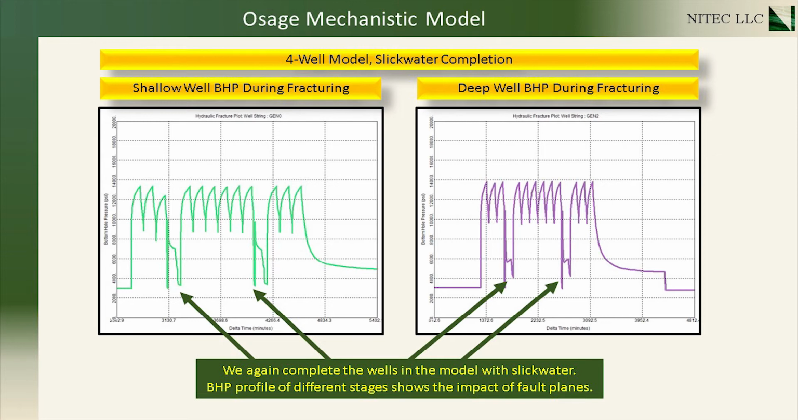Observe that the breakdown pressure for each stage is roughly consistent with the exception of stages falling in or near the high conductivity fault planes. These stages have very low peak pressure.